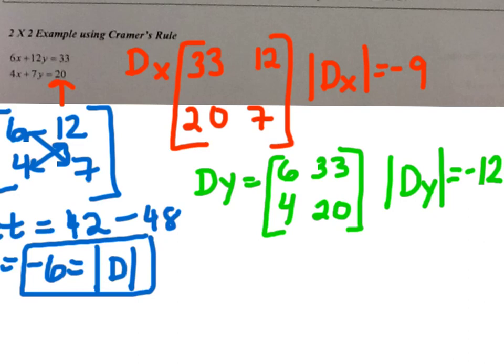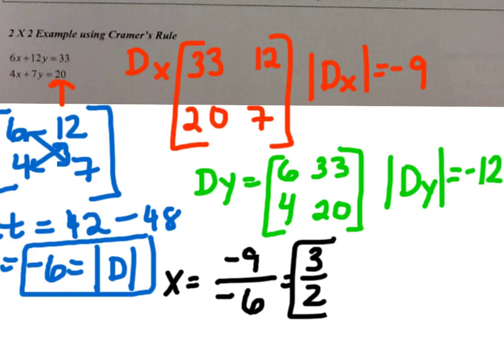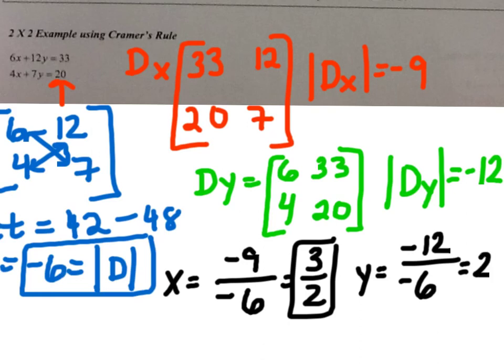Now, this new rule, Cramer's rule, here's what it says. I should be able to take the determinant of D sub X, so that's negative 9, and put it over the determinant of the coefficient matrix, which we found to be negative 6. And that's what our x should be. We reduce it down always. X is 3/2. And I should be able to do it for y as well. Y equals the determinant of D sub Y, so negative 12, over the determinant of the coefficient matrix. Y should be 2.